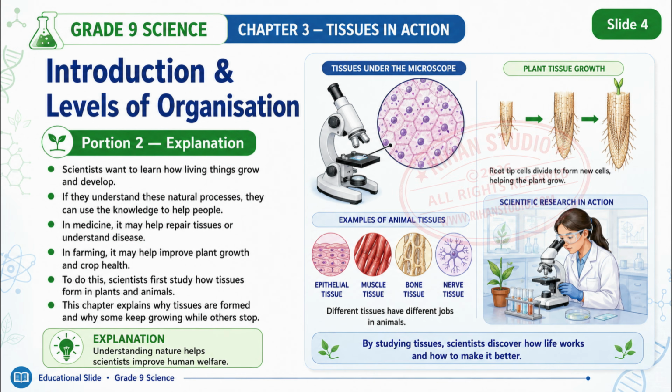Explanation. Scientists want to understand, copy, and even modify this growth process to help people, for example, in medicine and farming. But to do that, they must first learn the natural processes that control growth and development in plants and animals. This raises two key questions the chapter answers. What makes cells group into tissues? And why do some tissues keep growing for life while others stop?